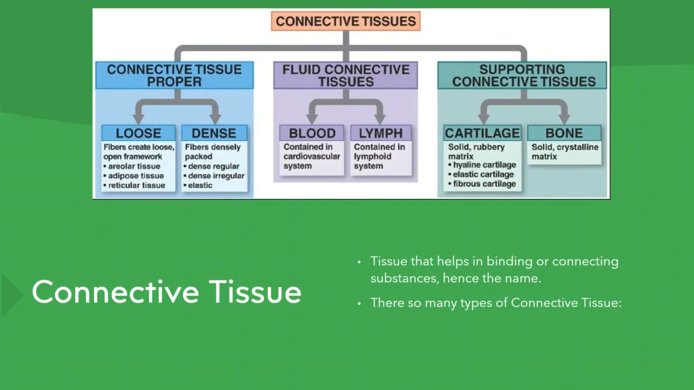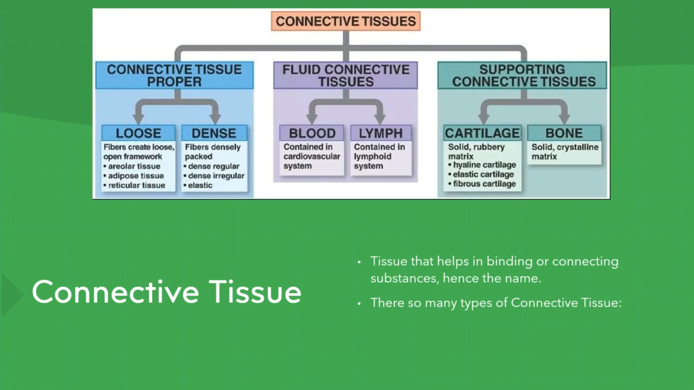It's basically the fibers which create the loose and the open framework. Next is the dense fibrous tissues, which are fibers that are densely packed. It consists of the dense regular, that is the fibroblasts, the dense irregular, the tendons and the ligaments, and the dense elastic.